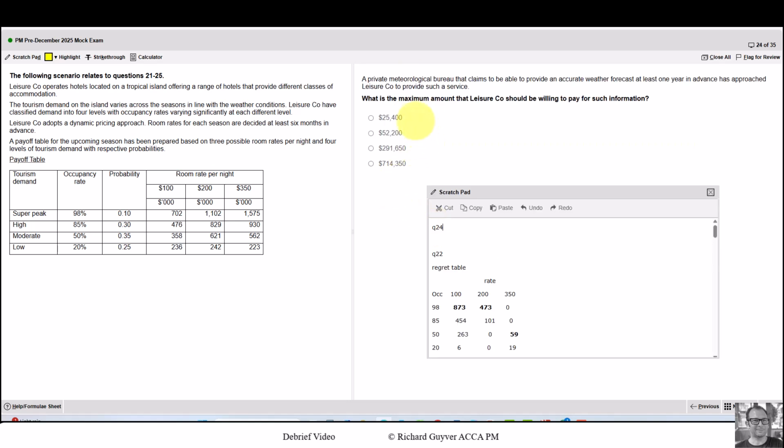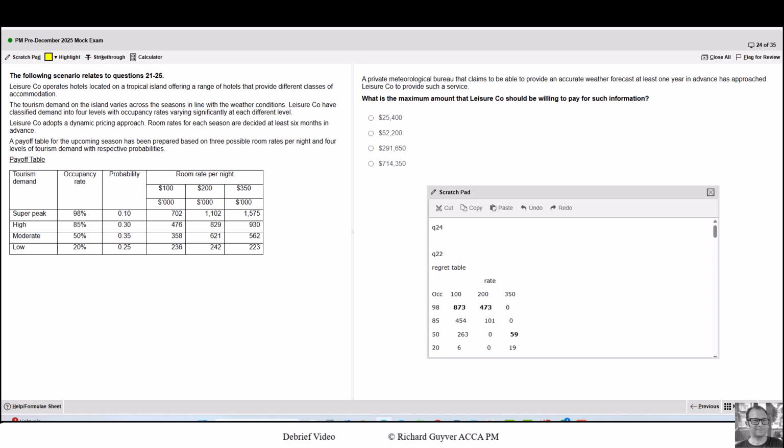In question 24, what's the maximum amount they should be willing to pay for such information? A private meteorological bureau claims to be able to provide an accurate weather forecast at least 1 year in advance, and has approached them to provide such a service. How much should they pay? In terms of use of time, you might be better at guessing this one, particularly if you're running out of time on this question. There's quite a few steps to the calculations for finding what's called the value of perfect information. What we need to do is find the expected value without that information.